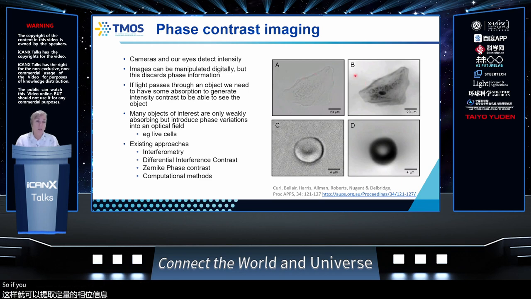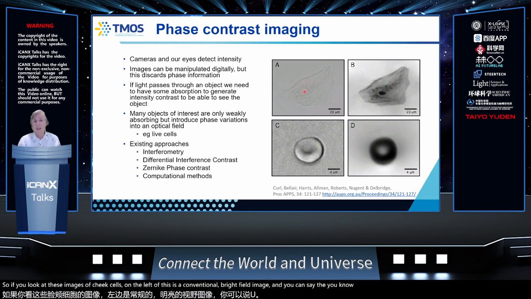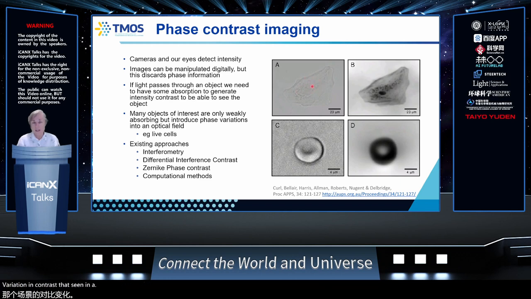So if you look at these images of cheek cells, on the left is a conventional bright field image, and you can see the very weak variation in contrast that's seen in an unstained cell. But this image showing the phase information shows quite clearly some of the structure within the cell. Now, these methods are extremely powerful, but they do take time to extract this information.